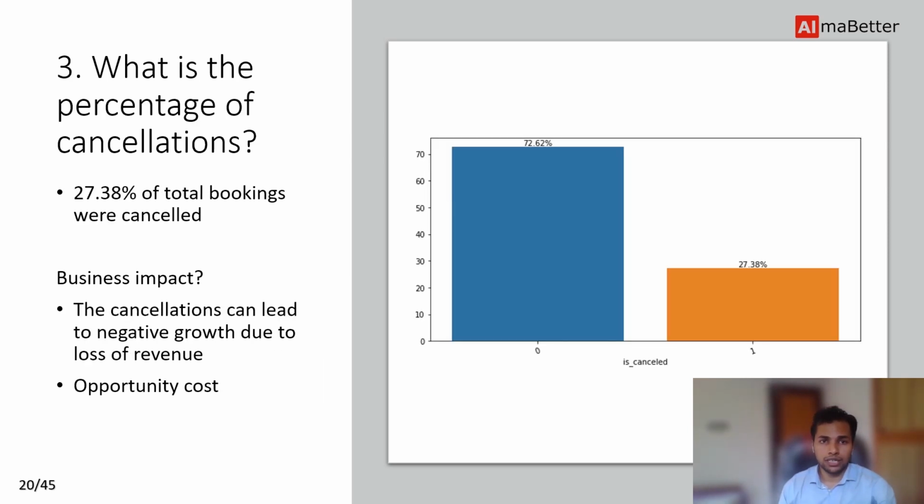Next, we'll take a look at cancellations in the hotel bookings. Analysis shows that 27.38% of the total bookings were cancelled. This is a crucial aspect for the hotel management to consider, as cancellations can lead to negative growth due to loss of revenue and opportunity cost. Understanding the reasons for cancellations and implementing strategies to reduce them can have a positive impact on the business.